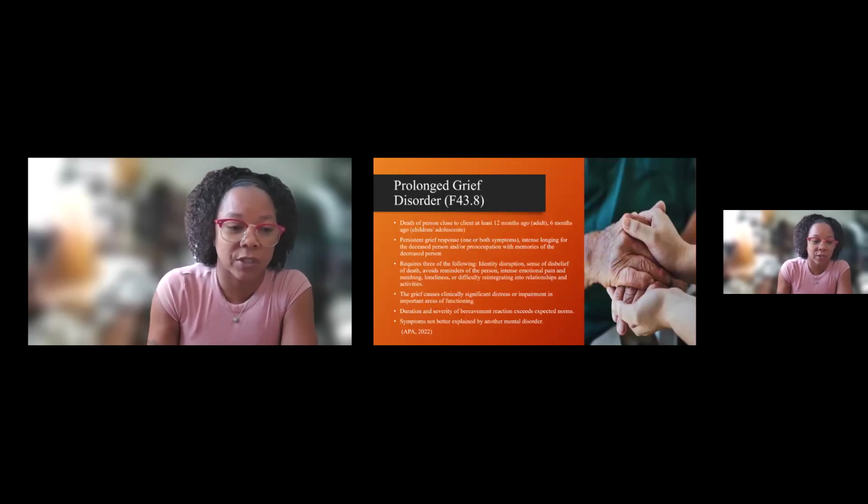Prolonged grief disorder is the death of a person close to the client at least 12 months ago for adults, 6 months ago for kids. Persistent grief response includes intense longing for the deceased person and or preoccupation with memories of the deceased person. It requires three of the following: identity disruption, sense of disbelief about the death, avoidance of reminders of the person, intense emotional pain and numbing, loneliness, or difficulty in reintegrating into relationships and activities.